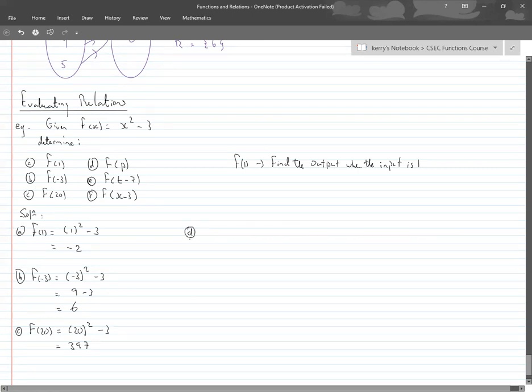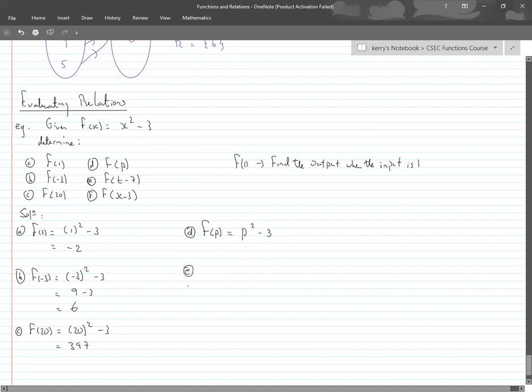Now, part D gets a little bit trickier. But what they are asking you for, just like in this one here, is to find the output when the input is P. Over here, the input is x. So just like we did in all of these, wherever it has x, you replace it with P. So this becomes P squared minus 3. You can't really simplify that much further, but I gave you this because you're going to have some harder questions coming up, and that's the answer there.